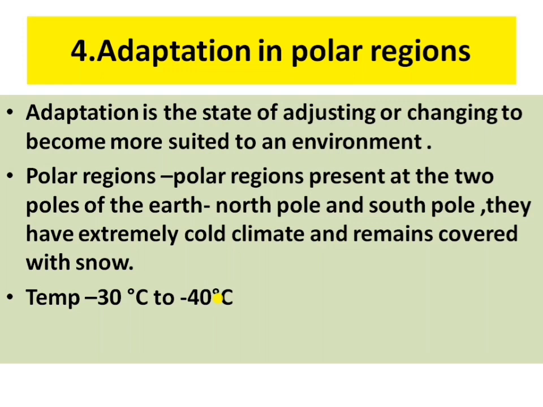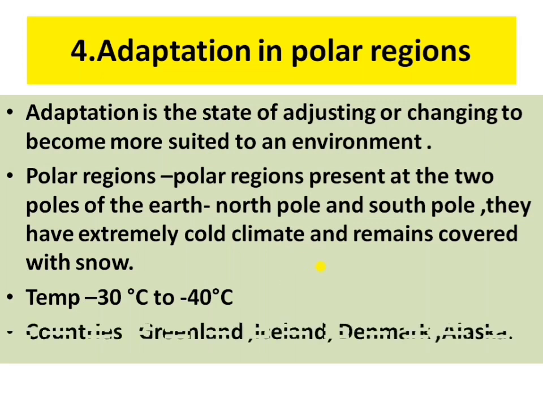There are some countries near the North Pole region: Greenland, Ireland, Norway, Sweden, Denmark and Finland, also Alaska. These are the countries or regions near the North Pole. You can see Greenland, Ireland, Denmark, Alaska, and Finland also.